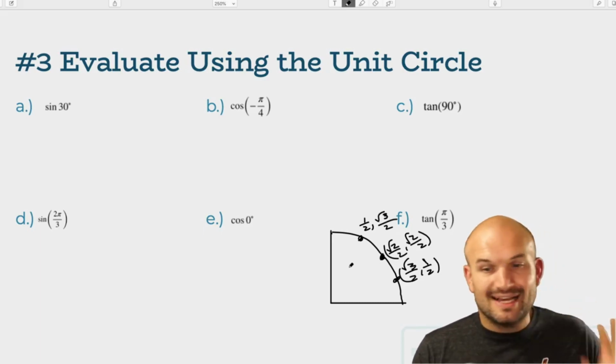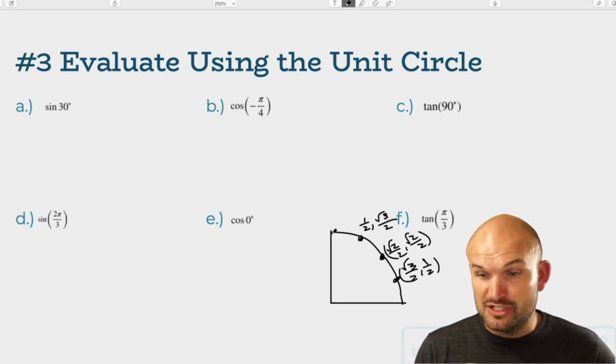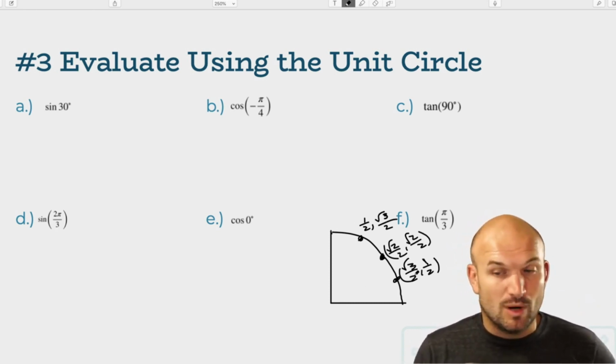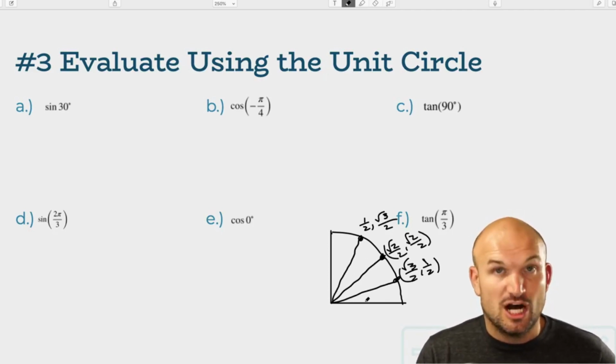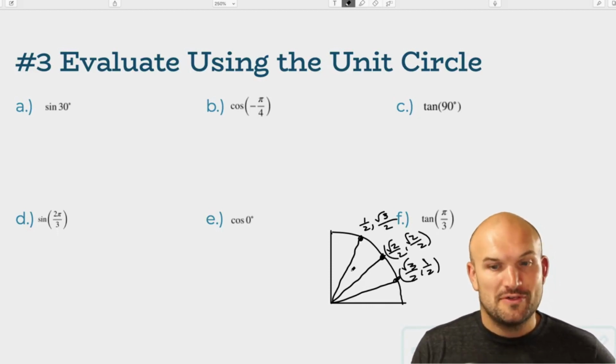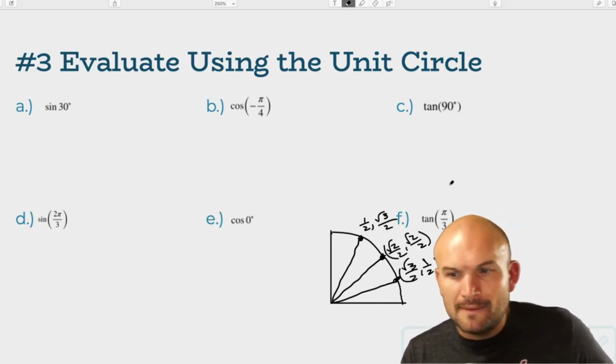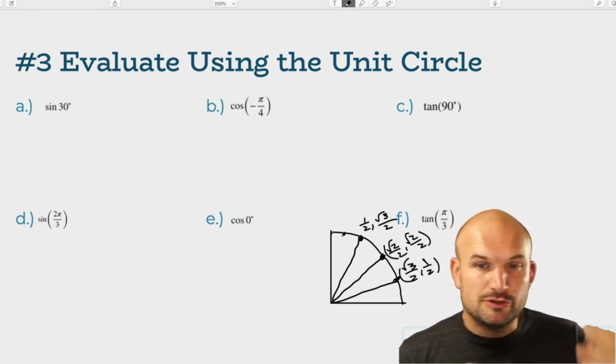Okay, so again, this is just the first quadrant of the unit circle. And remember, the unit circle has a radius of 1. These are going to be 3 angles: 30 degrees, 45 degrees, and 60 degrees, also known as pi over 6, pi over 4, and pi over 3. So we're going to want to make sure we understand the difference between radians and degrees.